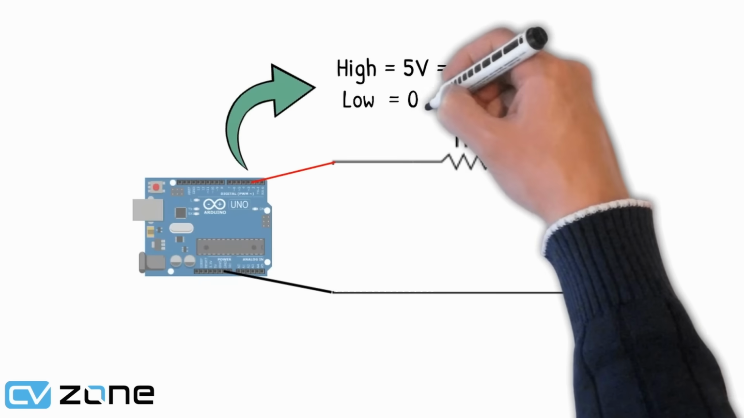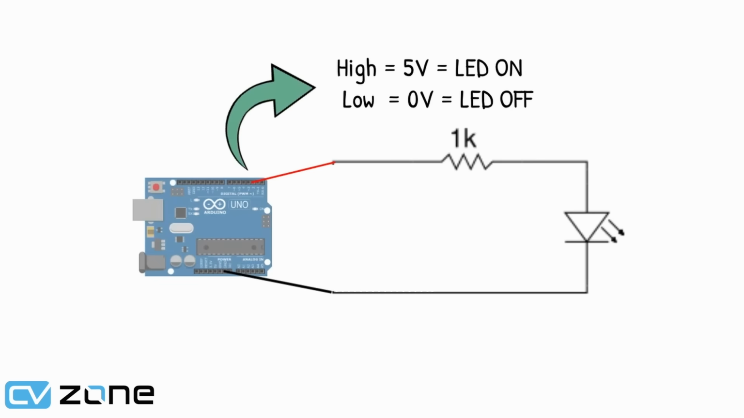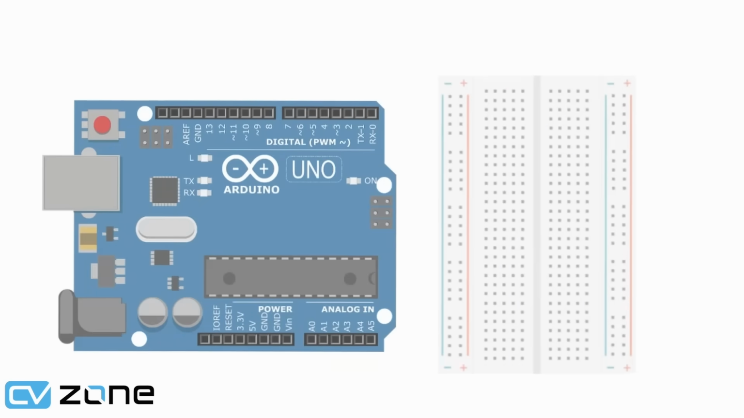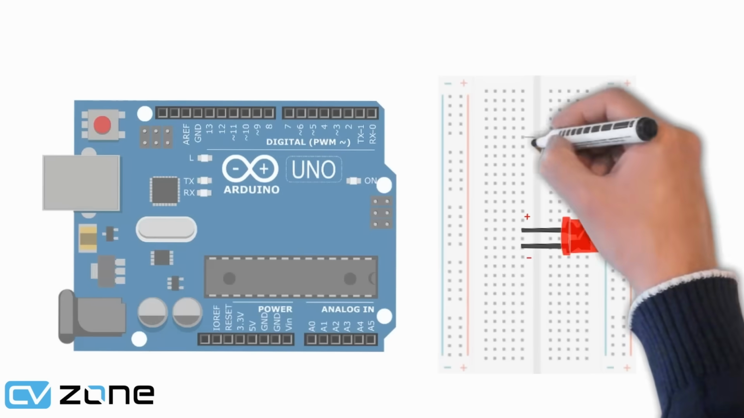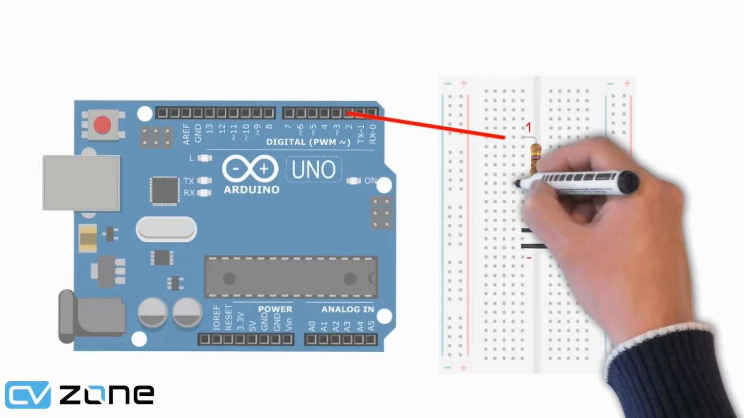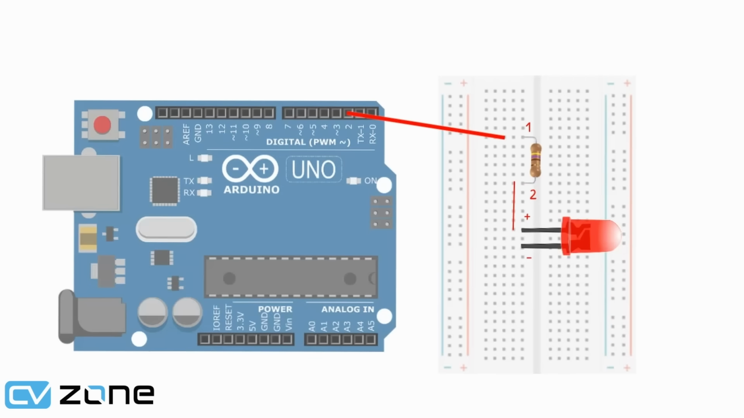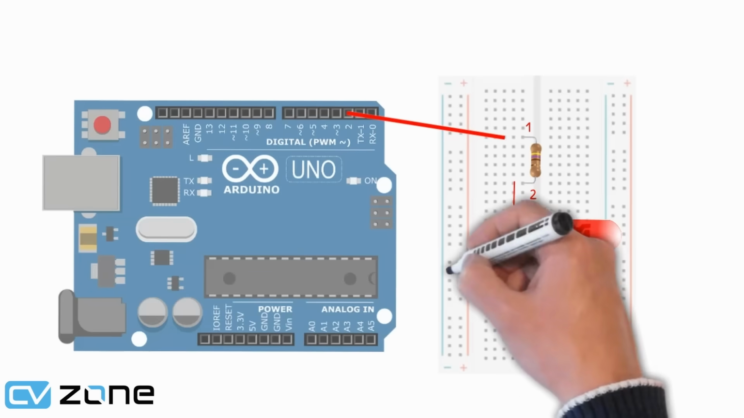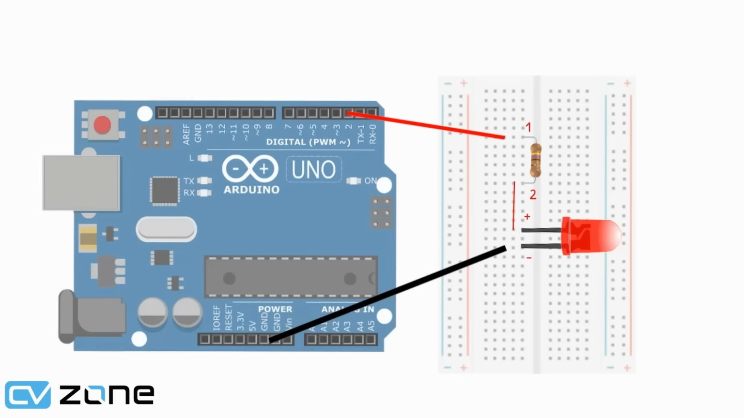And when we send a low signal to the pin, the voltage level drops to 0 and the LED light turns off. So let's connect this using the breadboard. First we will add our components. Then we will start from the positive side, which is our pin number 2. We will connect it to the resistor, and then from the resistor we will connect to the LED positive side. Then we will complete the loop by connecting the LED negative to the ground of Arduino.